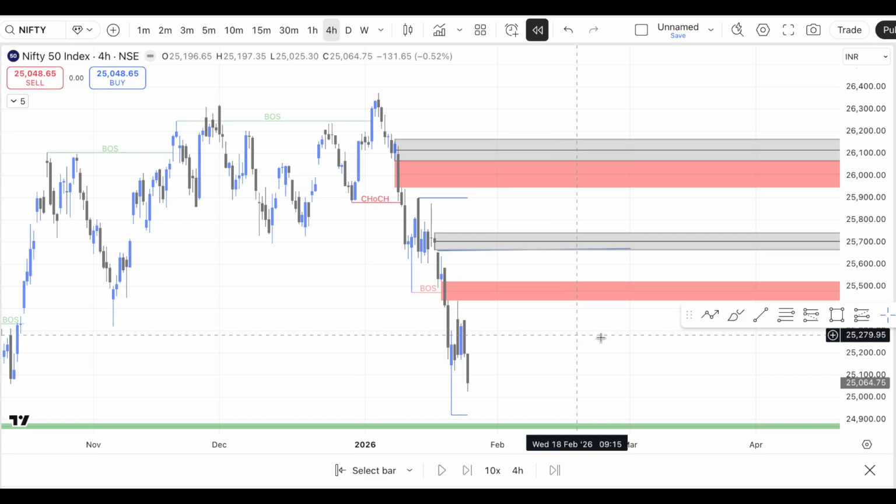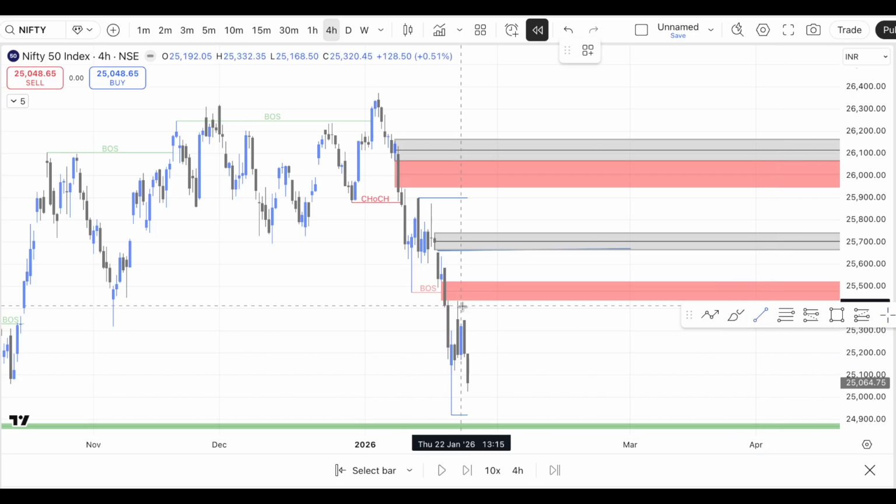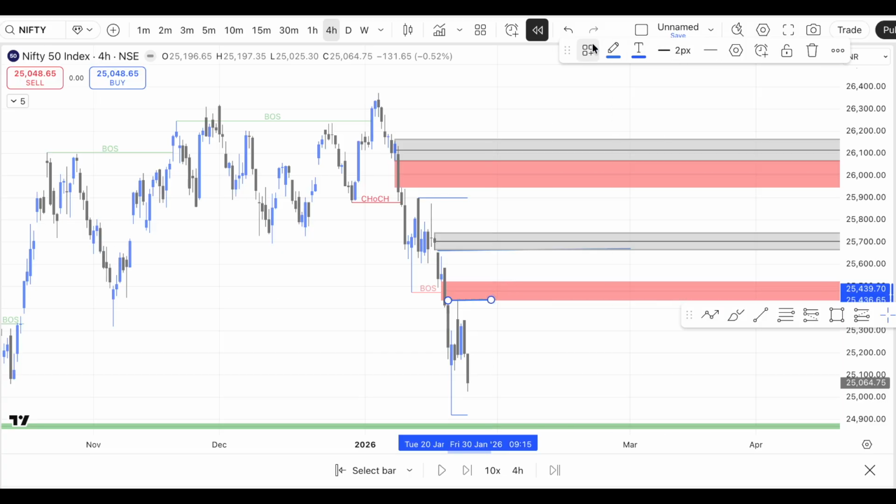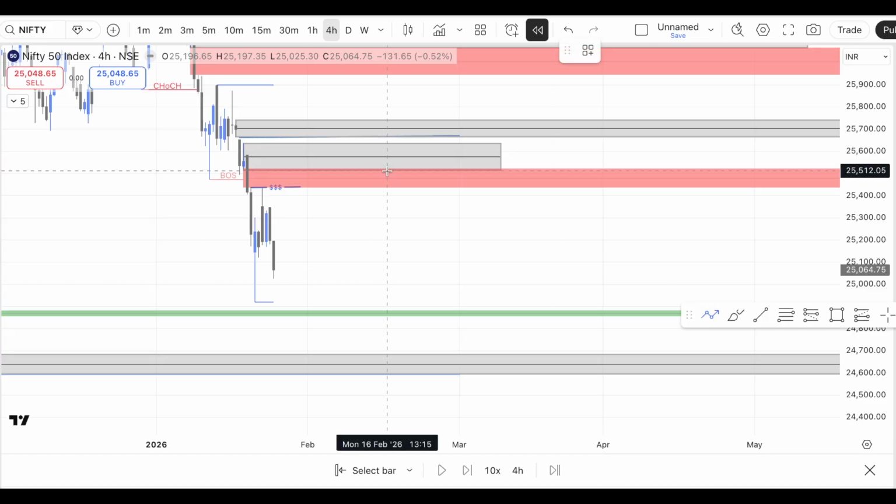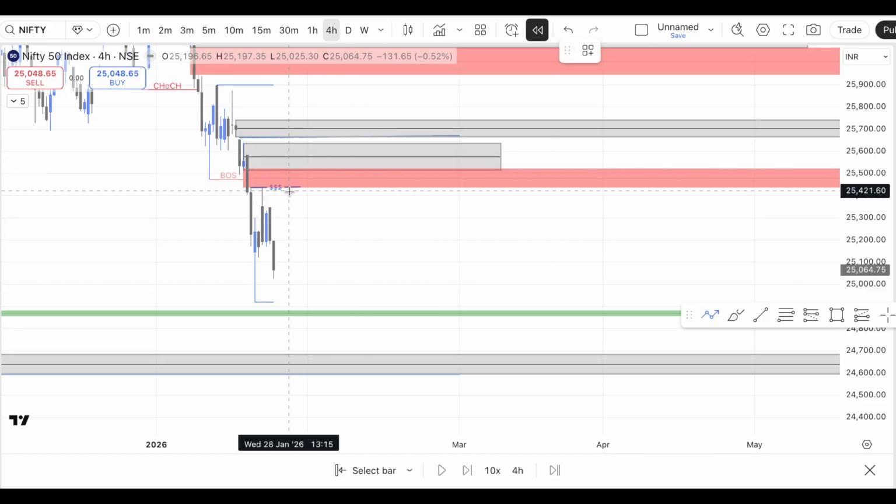Yeah, and on 4 hours also we noted that there is a liquidity point here in the form of equal highs. I'll just mark that also. The best case scenario for the market for the Tuesday session, Monday being a holiday, would be if the market opens with a pretty big gap up.